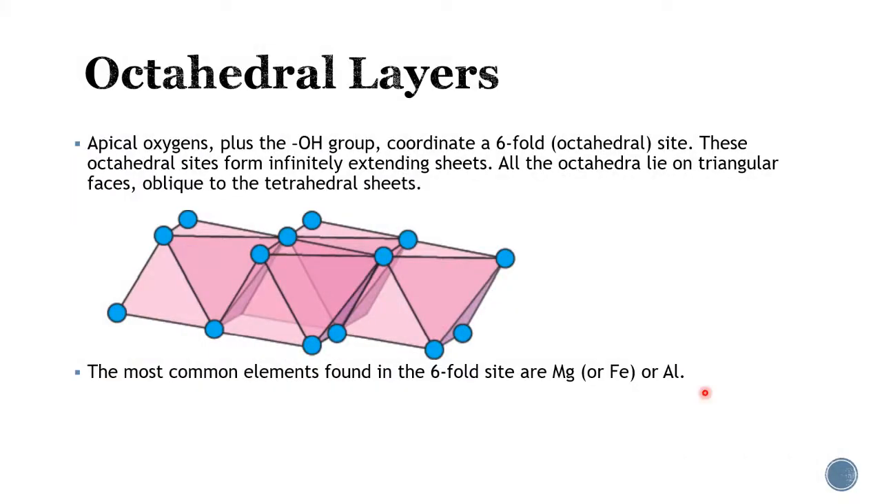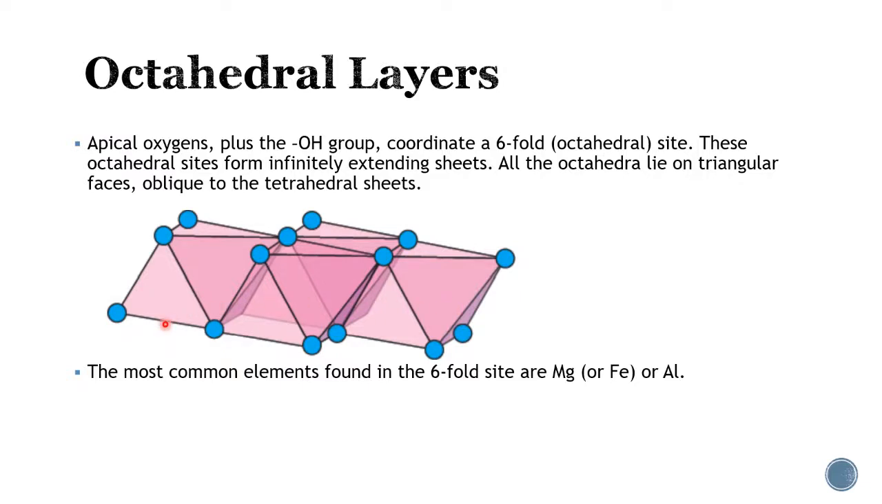Octahedral layers. Now apical oxygens plus the OH group coordinate a 6-fold octahedral site. 6-fold, you can see 1, 2, 3, 4, 5 and 6. These octahedral sites form infinitely extending sheets. I mean there would not necessarily be a limit to these sheets.